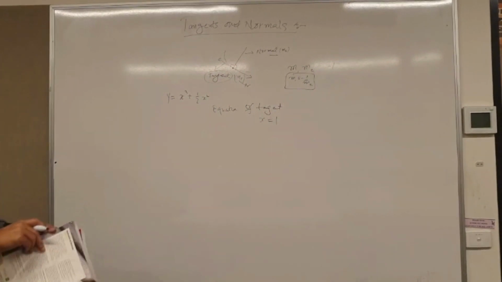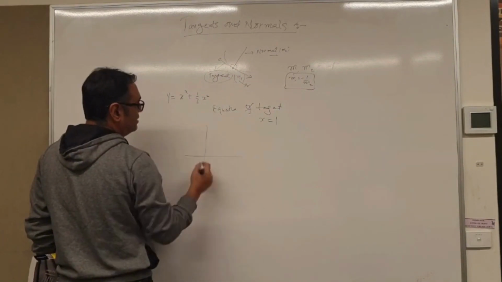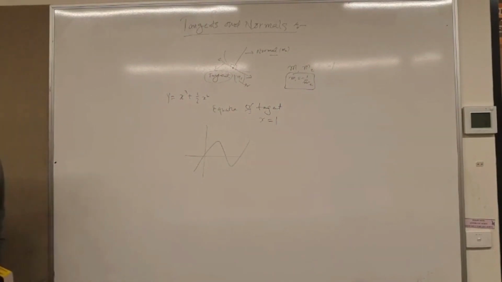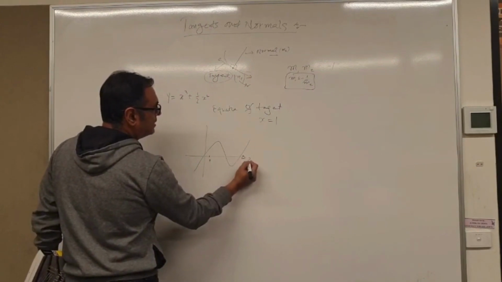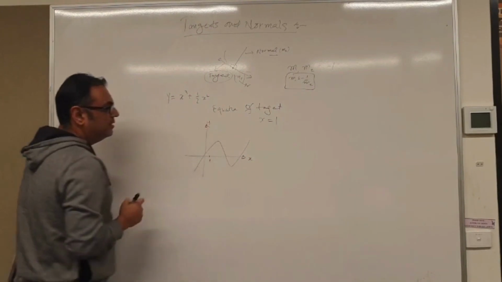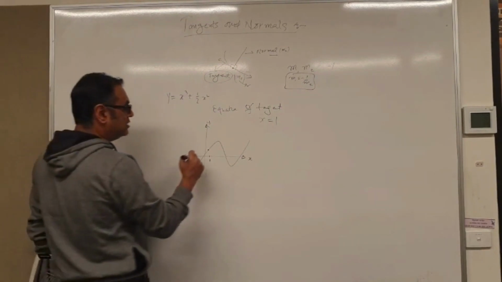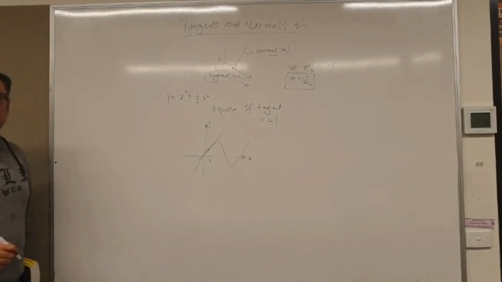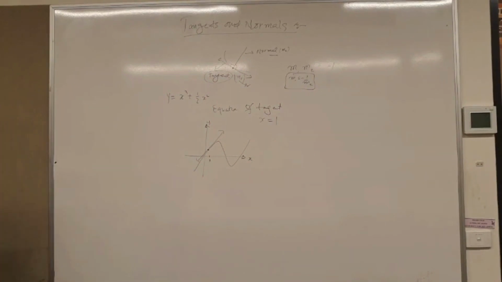So essentially what it means diagrammatically is that you've got a cubic like this, and let's say this is x equals 1. This is x, this is y. So at x equals 1, if I draw a tangent to this curve, which is here, I need to know the equation of this tangent. A tangent is always a straight line, right?